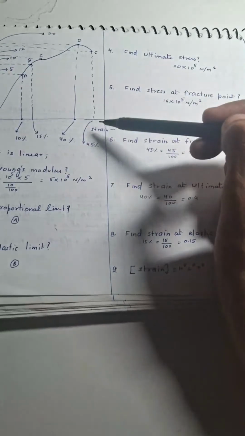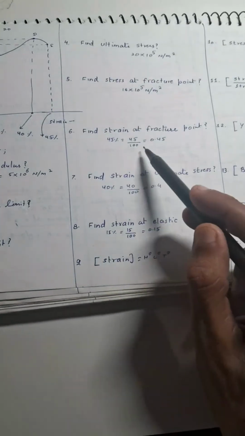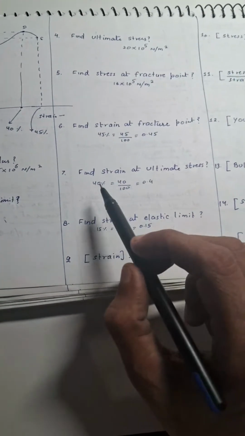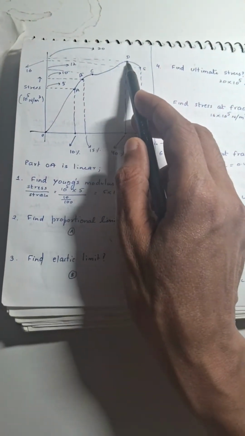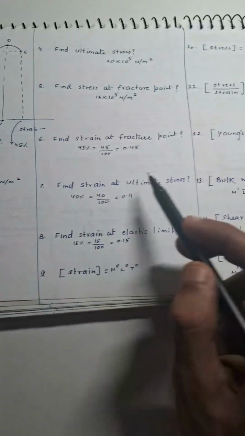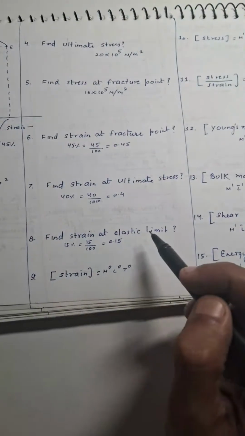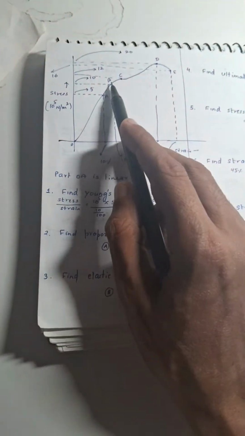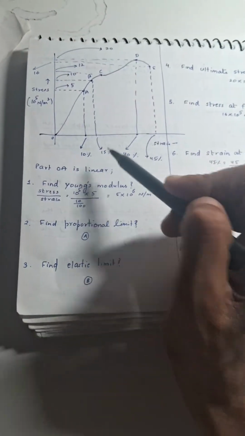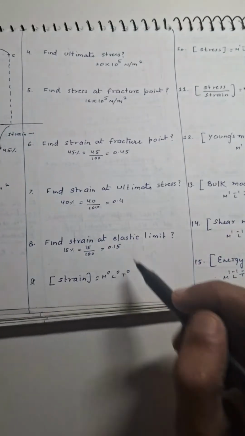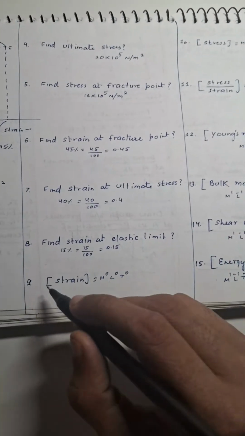Then the strain at fracture point. So we can see that strain at fracture point is 45%. So that will be 45% or 0.45. Then strain at ultimate stress. So from here we can see that strain at ultimate stress is 40% or 0.4. Then is strain at elastic limit. So elastic limit corresponds to point B and strain is given by 15%. So it is 0.15.